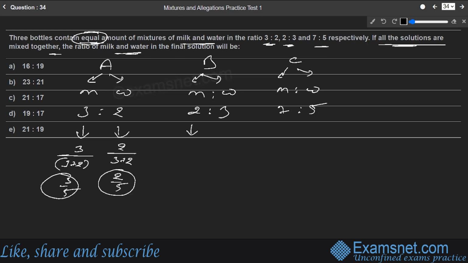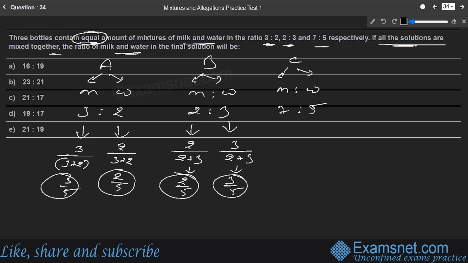Now let us find out the milk part in the second one. The number is 2 and the sum of the ratio terms is 2 plus 3, so it comes out to be 2 by 5, the milk part in the second type of mixture. For the water part in the second type of mixture, 3 is the corresponding number divided by the sum of the ratio terms, so it comes out to be 3 by 5. Similarly, for the third we can find 7 divided by 7 plus 5, which is nothing but 7 by 12, and similarly 5 divided by 7 plus 5 again, which is nothing but 5 by 12.